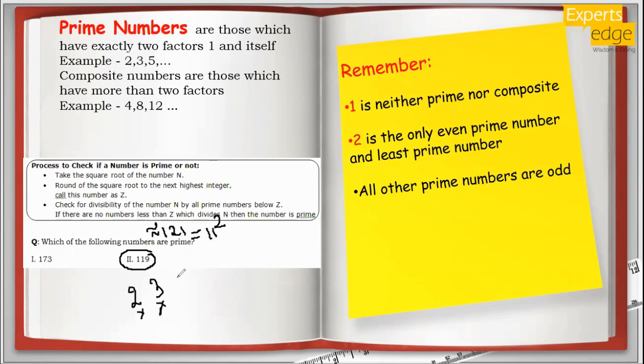So after 3, with 5, this is not dividing. With 7, if you check with 7, it gets divided. That means 7 is one of the factors of this number. So this number cannot be a prime number.